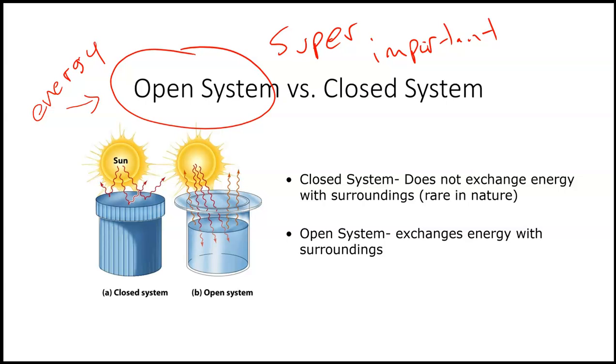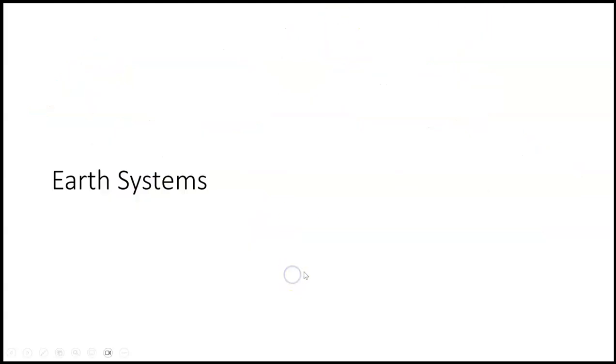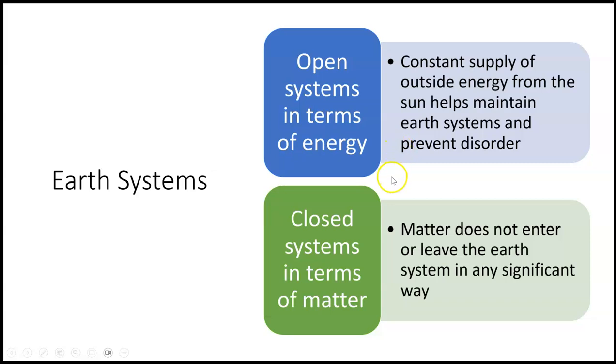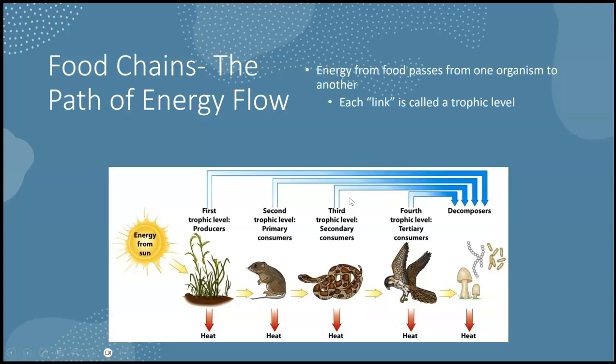However, in terms of matter, by and large, the Earth is a closed system, which essentially means the matter we have in front of us on Earth is how much matter we have, and so it constantly cycles. So energy comes in and leaves, matter cycles. Okay, so let's move on to food chains because it's going to get too long if I don't hurry up here.